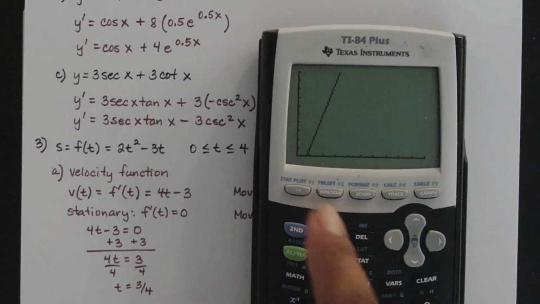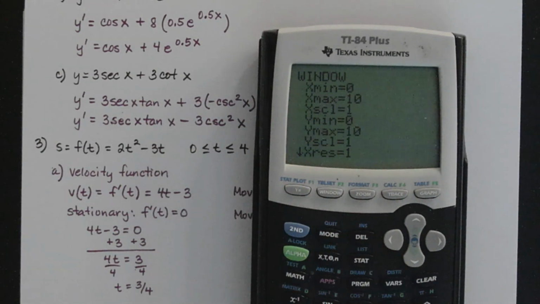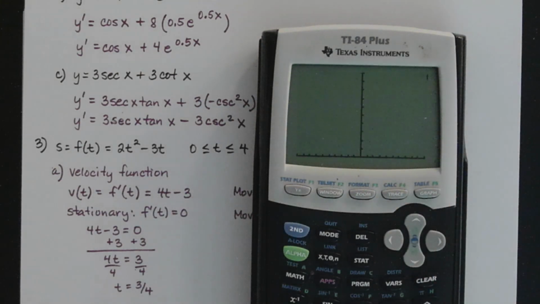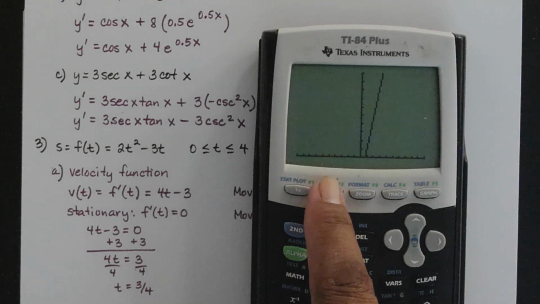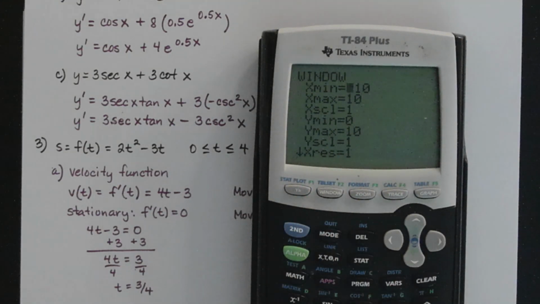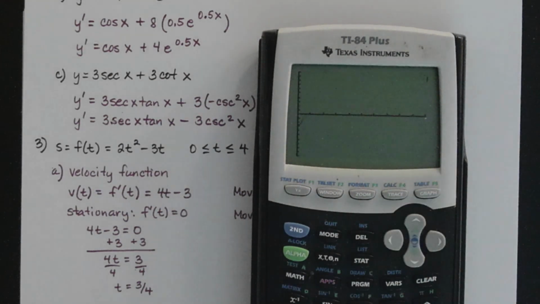Might need to bring that down a bit. Let me see here. Window. I'll say negative 10 to 10. Not the, let me go back. 0 to 10 can stay for the x. It's the y that I need to change. Okay, there we go.